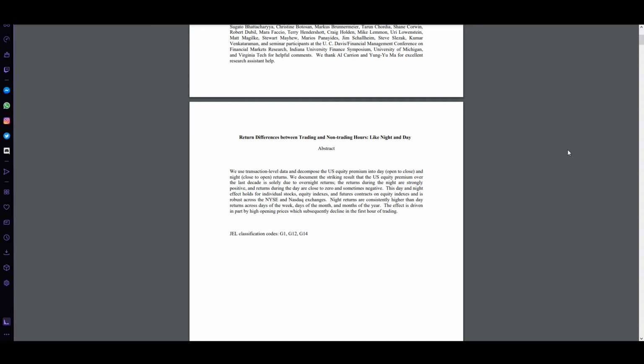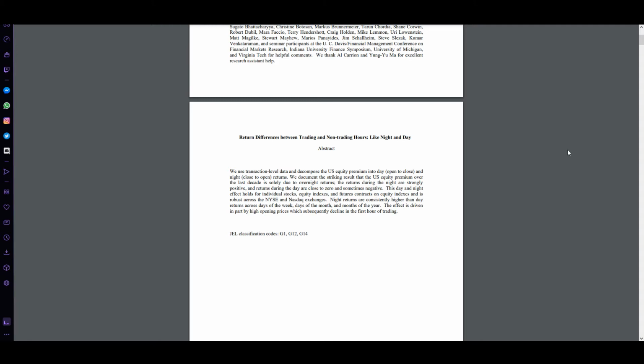So the abstract is: we use transaction level data and decompose the U.S. equity premium into day, in other words, open to close, and night, close to open returns. We document the striking result that the U.S. equity premium over the last decade is solely due to overnight returns. I'm going to read that part again before continuing. We document the striking result that the U.S. equity premium over the last decade is solely due to overnight returns.